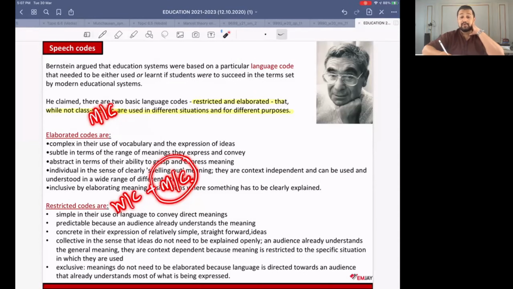But at the same time, the middle class are equally equipped with the elaborated code. They know where to use what, right? If they're having an interview somewhere, they know they have to communicate through the elaborated code and not the restricted code.